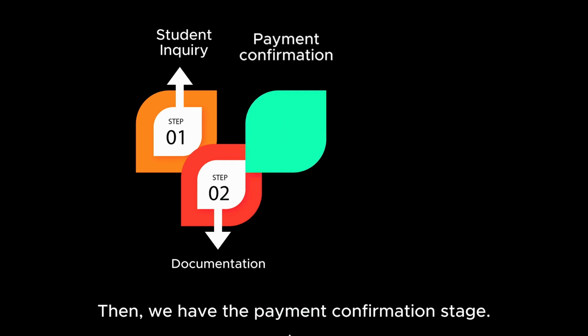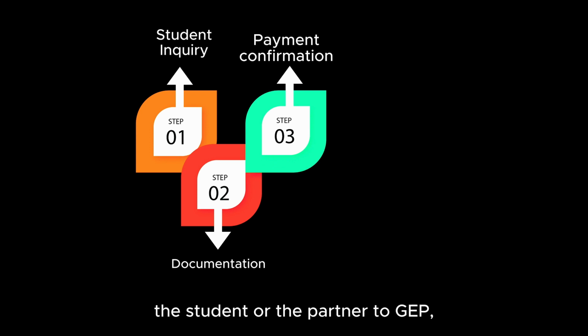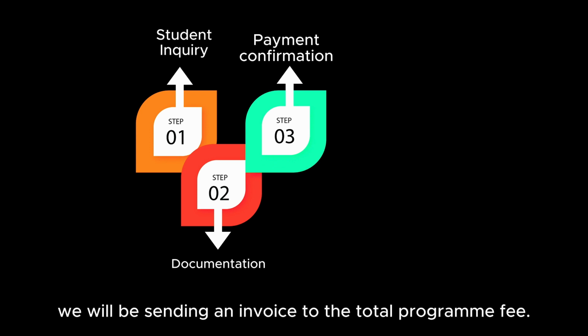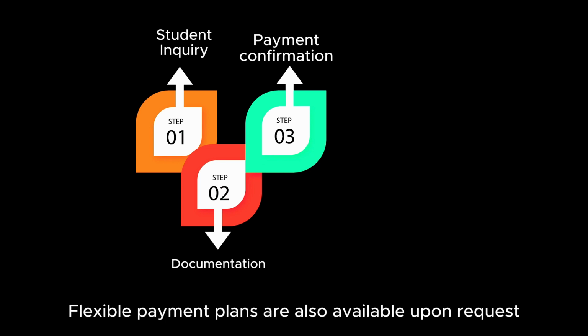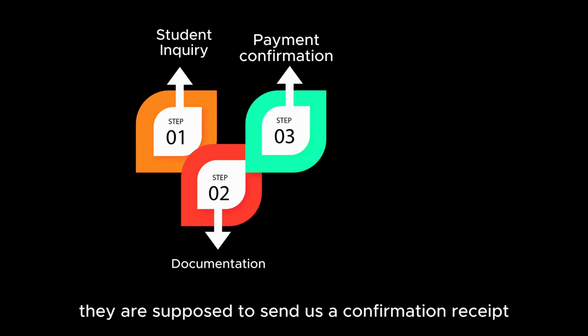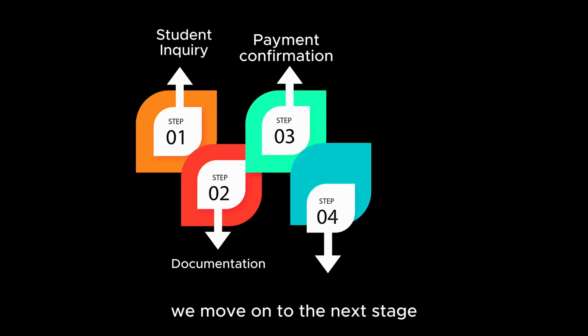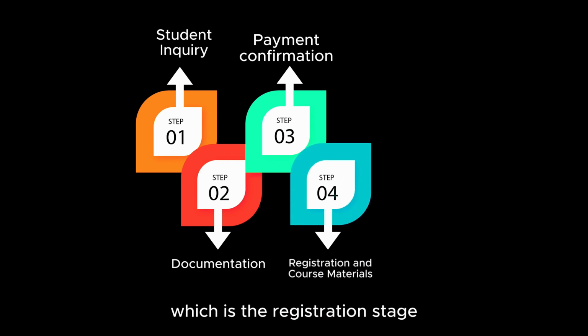Then we have the payment confirmation stage. Once all the documents have been submitted by the student or the partner to GEP, we will be sending an invoice with the total program fee. Flexible payment plans are also available upon request based on the program and the cost. Once the student has made the payment, they are supposed to send us a confirmation receipt. Upon the receipt of payment, we move on to the next stage, which is the registration stage.